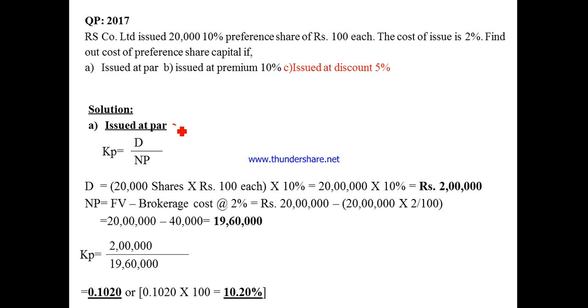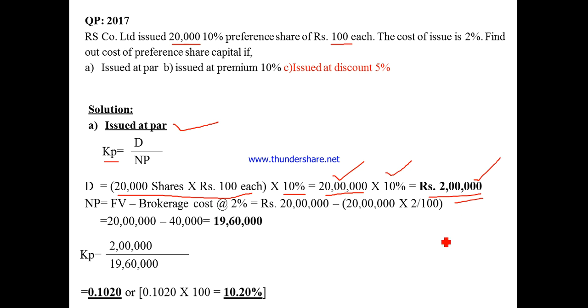So let us see how the cost of preference share is to be calculated when the preference share is issued at par. The formula is cost of preference share equals dividend divided by net proceeds. Here there are 20,000 shares of ₹100 each. Therefore, dividend is calculated as face value of the share into the rate of dividend. So 20,000 shares of 100 each gives 20 lakh, and 10% on this 20 lakh, the dividend becomes 2 lakh.